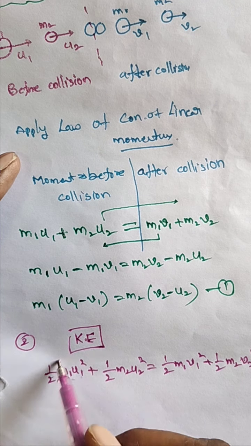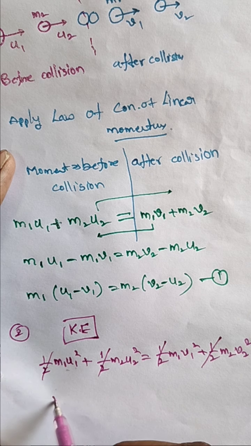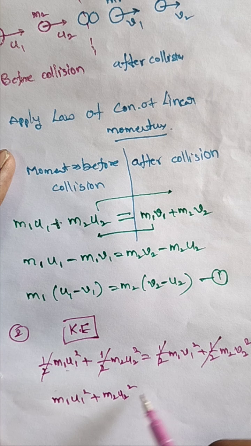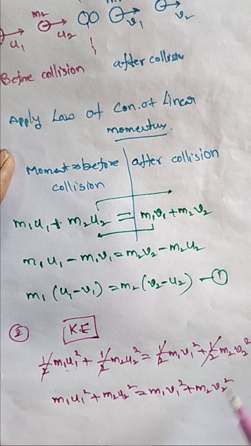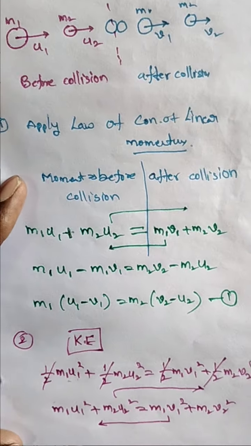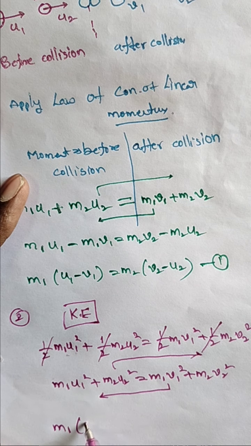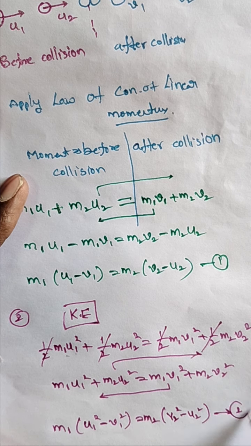Here all the 1 by 2 terms cancel. So here I am taking m1 u1 square plus m2 u2 square is equal to m1 v1 square plus m2 v2 square. Same thing, this one is coming here, that one is going there. So here I take m1 common as in the previous case: m1 (u1 square minus v1 square) is equal to m2 (v2 square minus u2 square). So I am taking this as equation number 2.